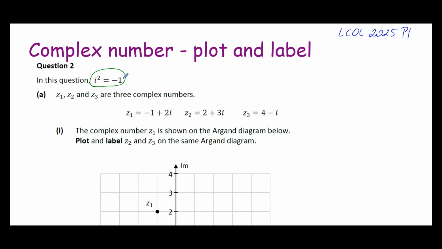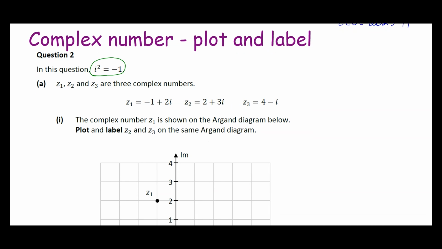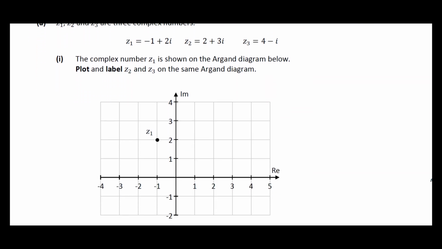That's just a reminder. Okay, so we have Z1, Z2, and Z3. So different complex numbers: the first, the second, and the third. They are the three complex numbers, and here we have them given to us. The complex number Z1 is shown on the Argand diagram below, and we have to plot and label Z2 and Z3 on the same diagram. So how do we do that?